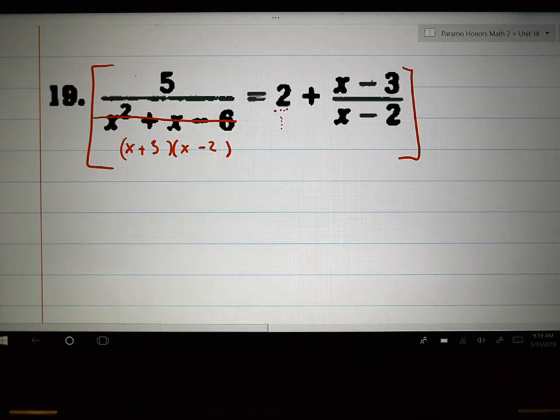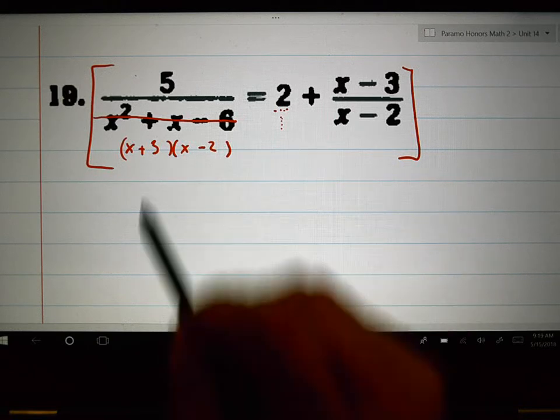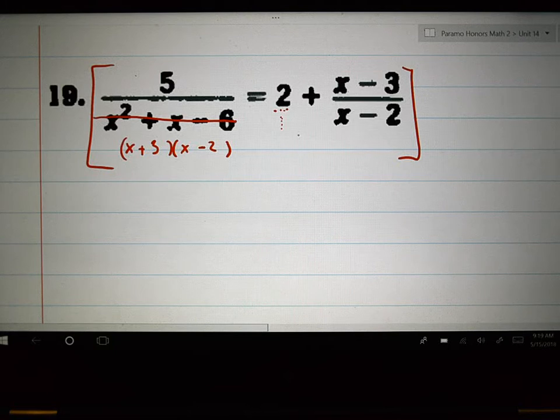If you know what your LCD is, or the LCD of 19, tell the person you're sitting next to what you think it is.